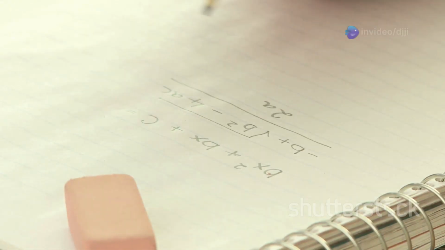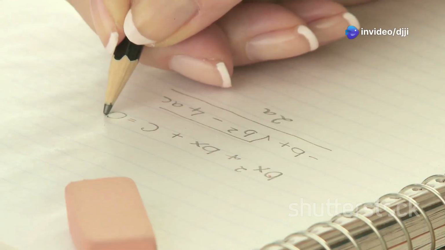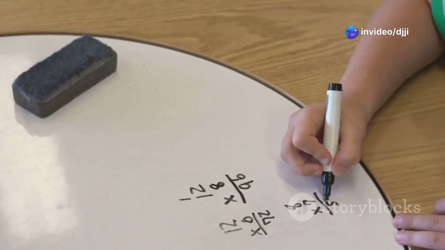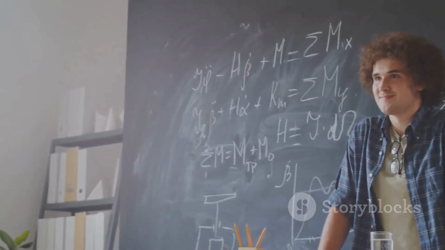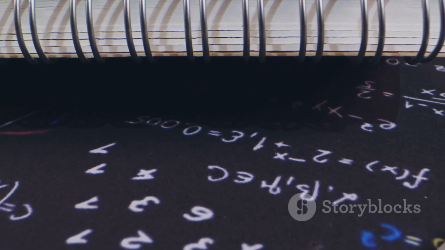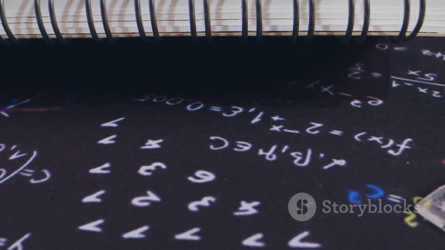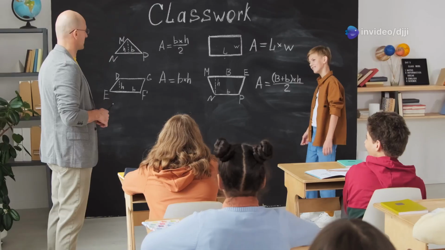Next, we can cancel the common factor x minus 2 from the numerator and the denominator, provided that x does not equal 2 to avoid division by 0. This gives us 1/5. Thus, the simplified form of the rational expression is 1/5.